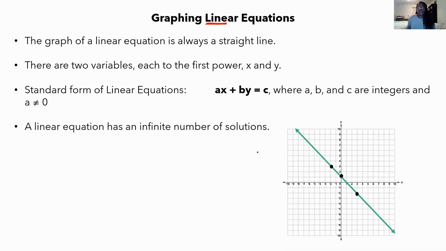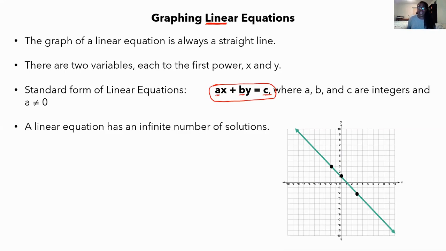There are different forms of representing a linear equation. The one that we're going to look at is called the standard form. The standard form is written as ax plus by equals c. The letters A, B, and C represent integers. They represent positive numbers, negative numbers, and also 0, okay?